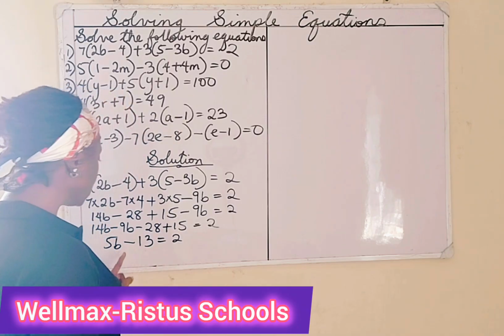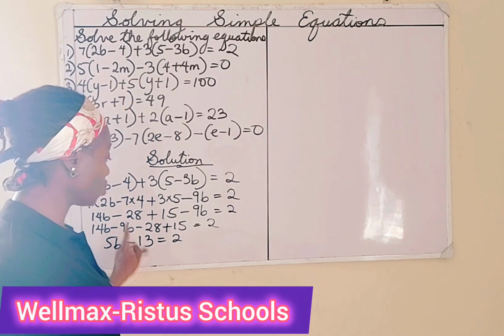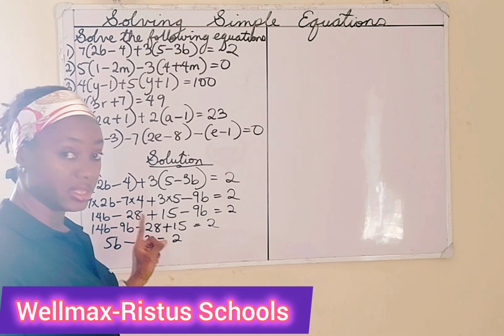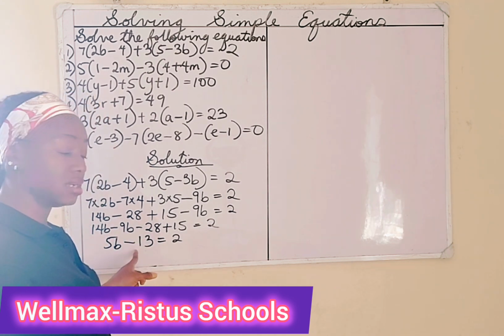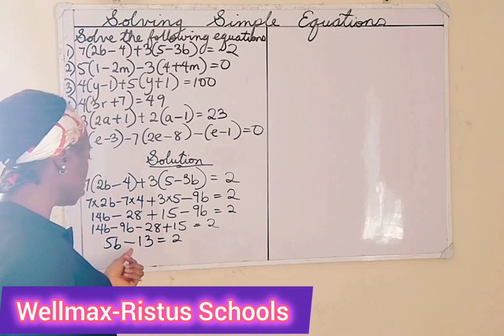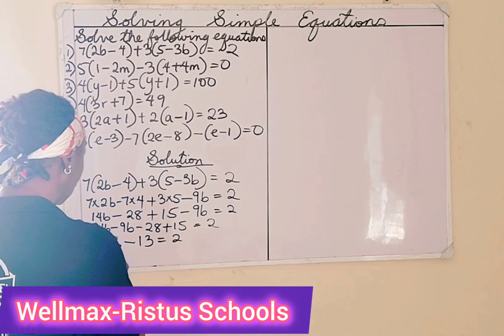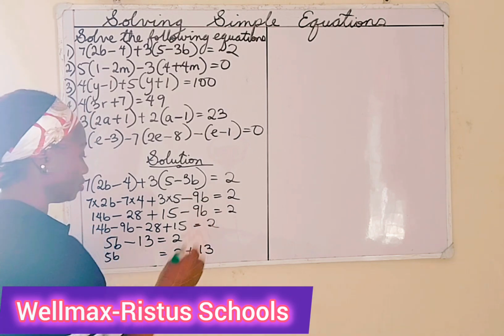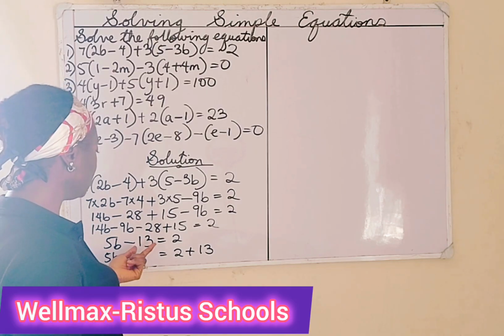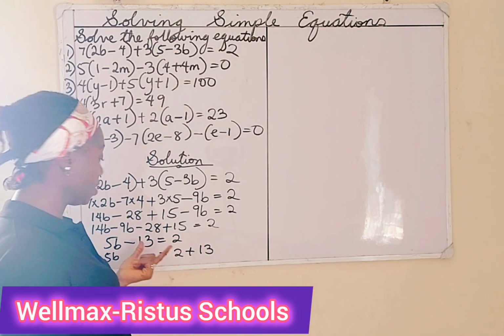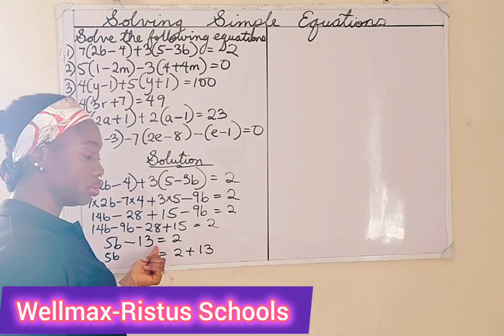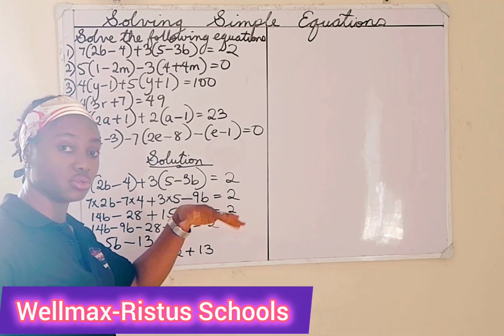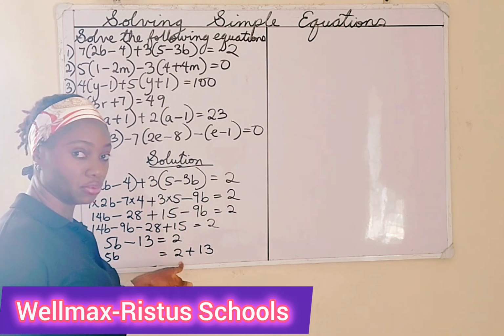Now what we're going to do here is move this minus 13 to the other side. Once a negative or positive sign crosses the equal sign, it changes to a positive or negative sign. In this case, a negative sign is crossing the equal sign, so this becomes plus 13. Then we have 5b equals 2 plus 13. We can also do it by adding 13 to both sides, which gives us 0 here, and 2 plus 13 on the other side. In order to skip that step, we just move to the next step.